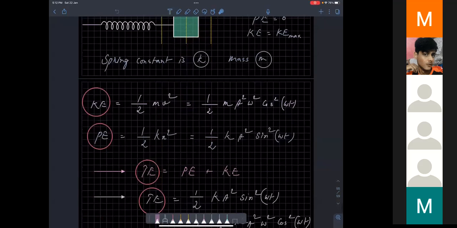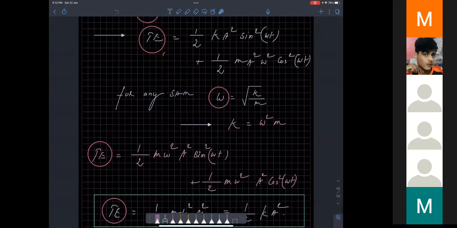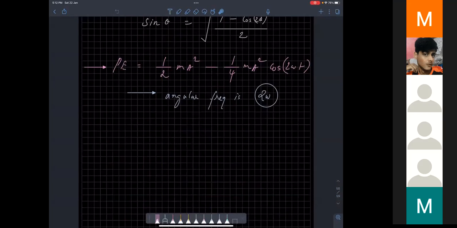If the question is asked, what is the frequency of potential energy or kinetic energy of SHM, you should answer 2 omega. If we ask what is the time period, then you should say T by 2.